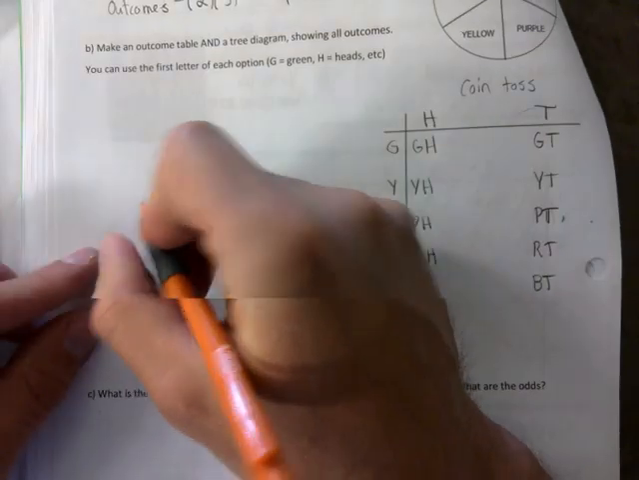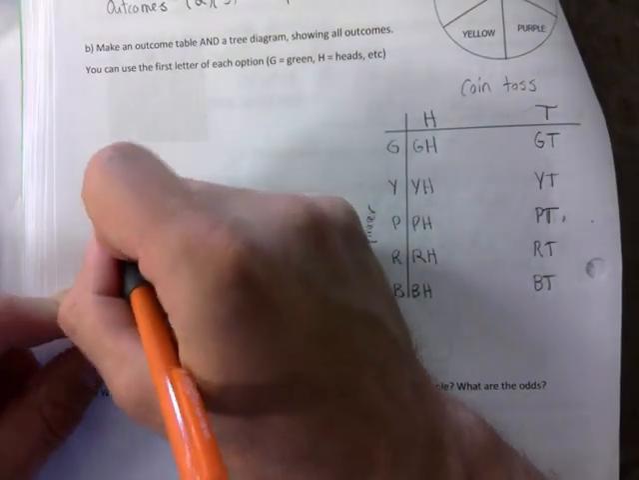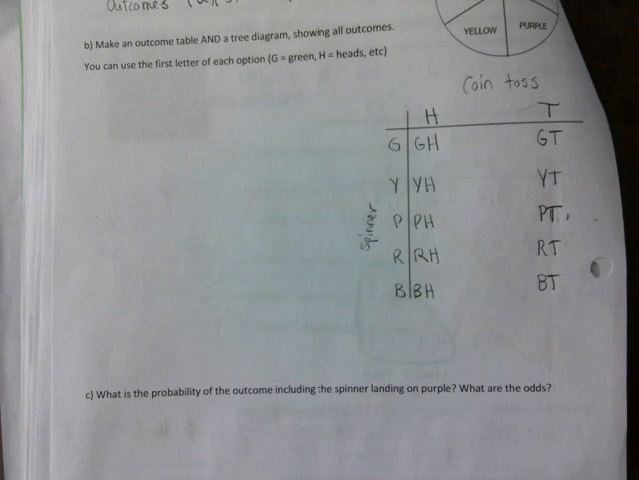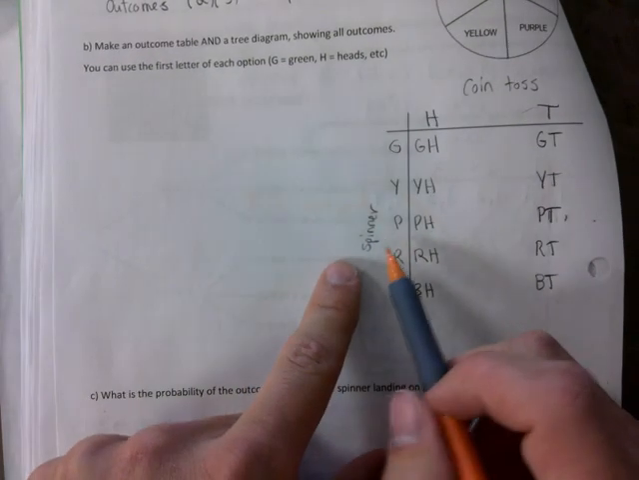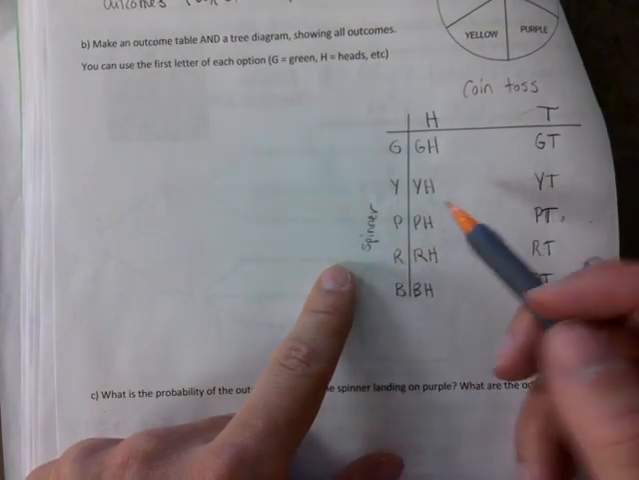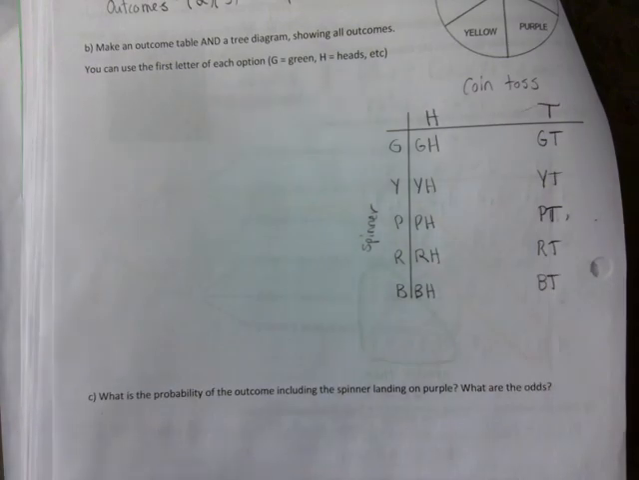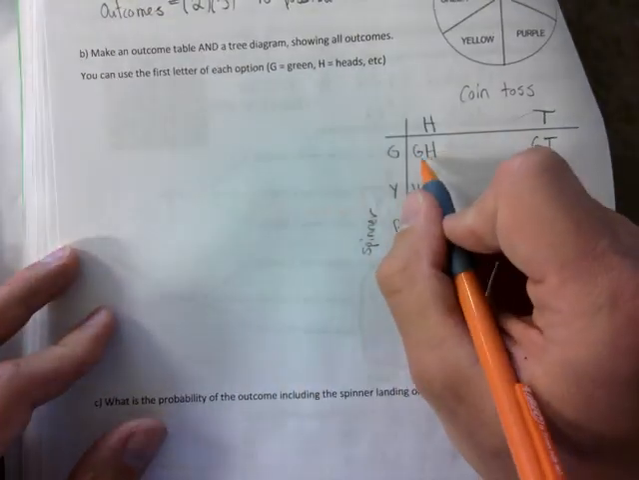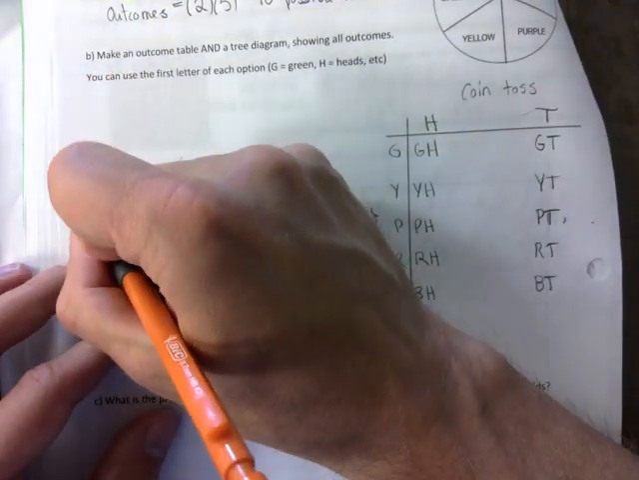If we want to do the same thing using a tree diagram, yours may look a little different. You can either split it up into the coin tosses first, or you can split it up into the spinner first. Either way doesn't matter. Let's do the spinner first.